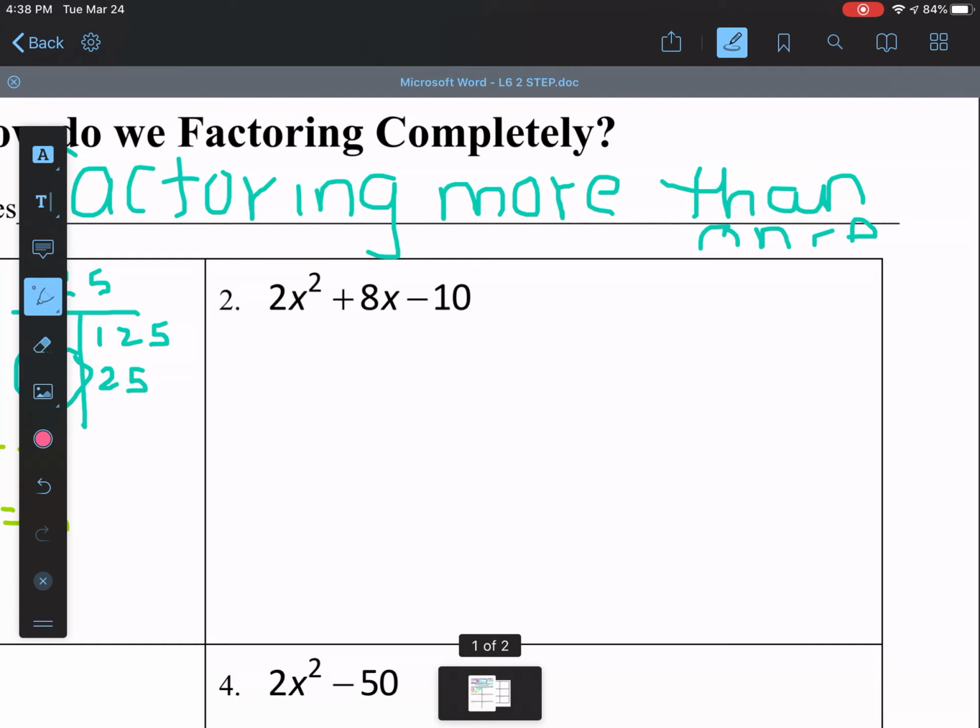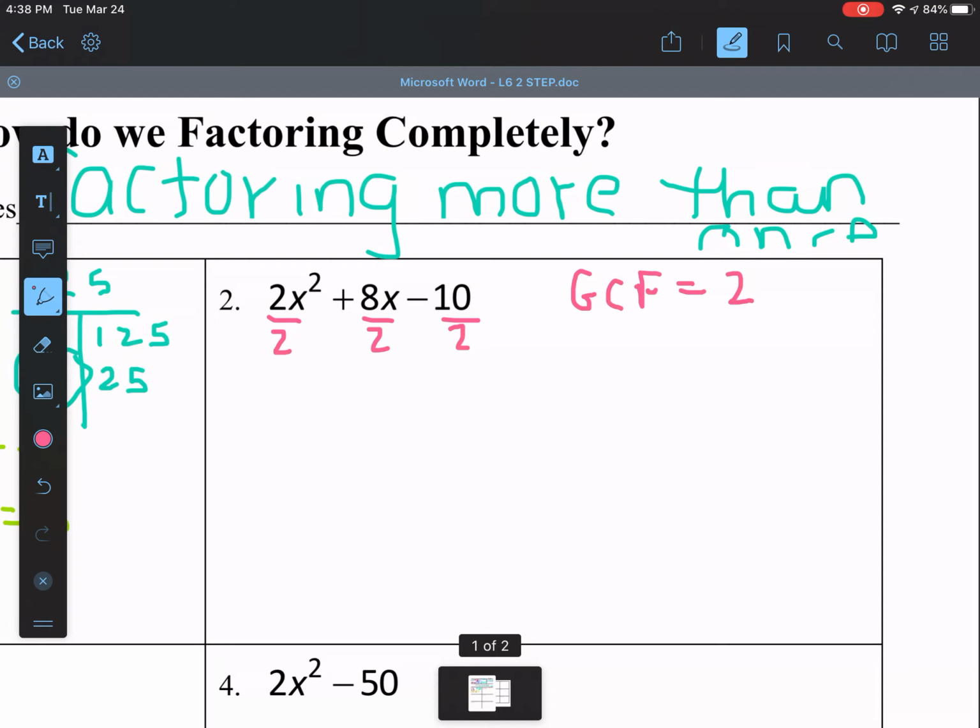So again, we always start off by looking for a GCF. So they don't all have x's, so x is not going to be a part of the GCF. But if you look, we've got 2, 8, and 10. So 2 is going to be the GCF. That's the biggest number that can go into all 3 of those. So our GCF here is 2. So we're going to divide each one of our pieces by 2.